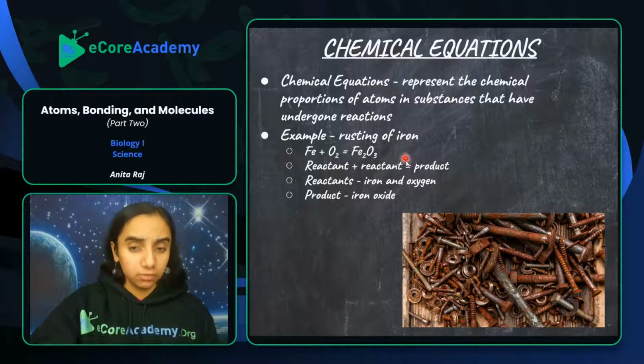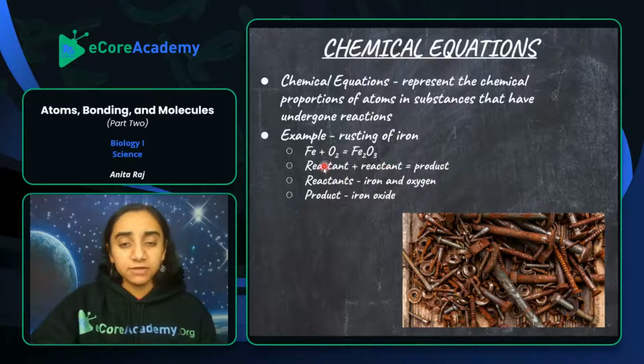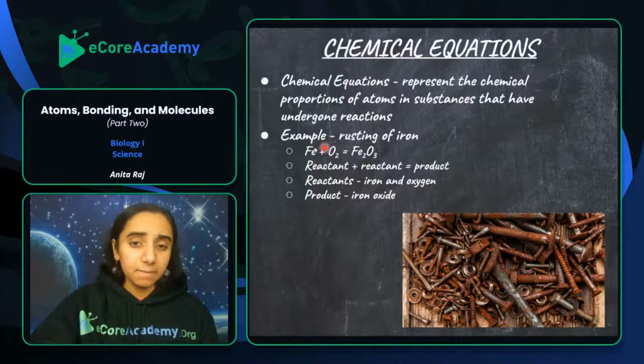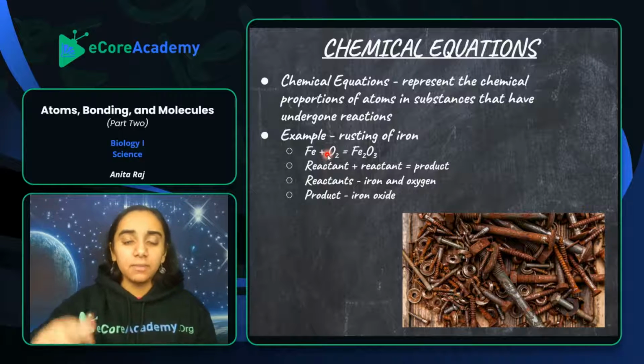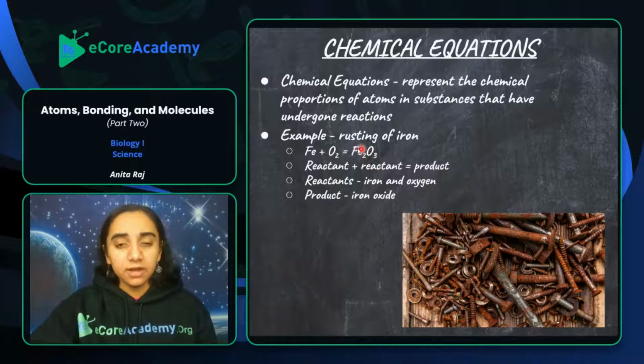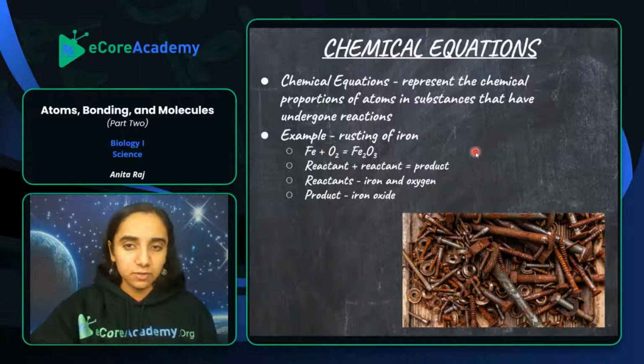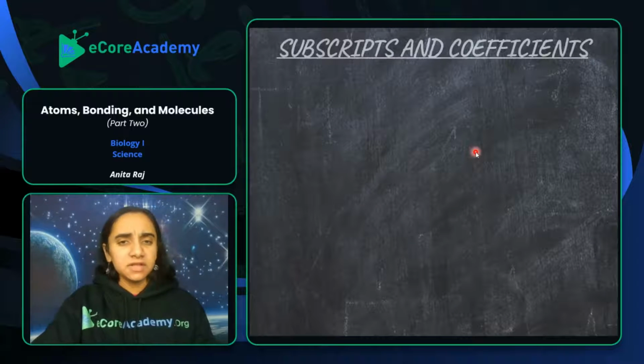which is rust. So the reactants here, like I said, are iron and oxygen, combined together. This plus sign indicates that they're being bonded together in this chemical equation. The product is on the right side of the equal sign, and the product here is iron oxide, Fe2O3. I think that's pretty straightforward.